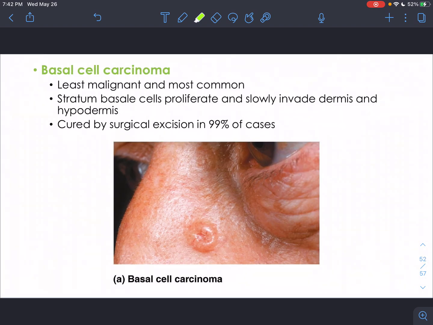First type is basal cell carcinoma. Least malignant, meaning it doesn't spread very much, right? And most common. So the stratum basale cells in basal cell carcinoma proliferate, and they slowly invade the dermis and hypodermis. Okay, so those cells are going to just start growing and then move into other areas they're not supposed to be in. This one's not very dangerous. It normally can be cured by surgical excision in 99% of cases. That's what it would look like.